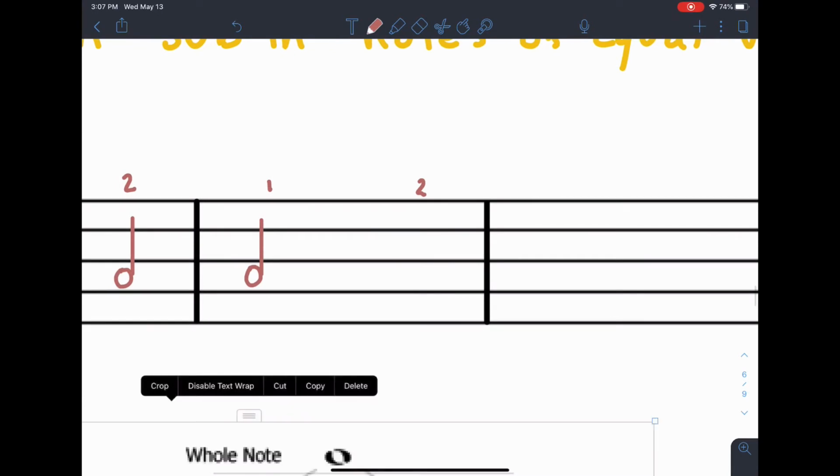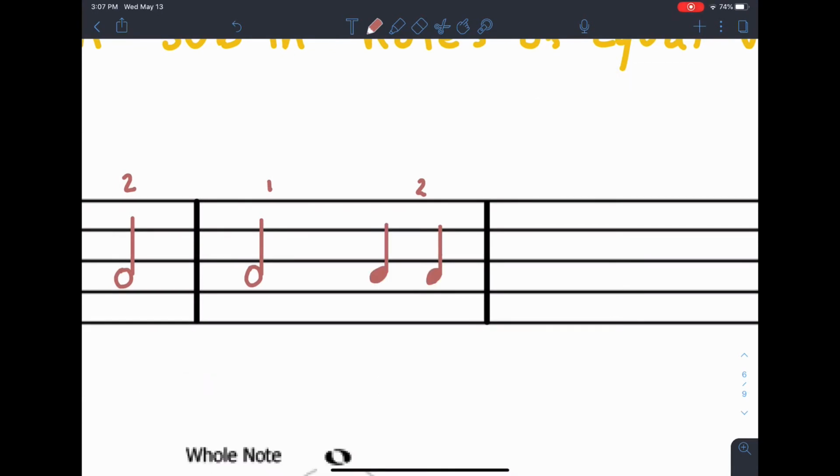2 quarter notes. Now this bar is a little more interesting because the last beat is divided into 2 equal parts. So that means each quarter note is worth half of a beat. So we have our first beat right here. Our first beat is just 1 half note, but our second beat is divided into 2 quarter notes.